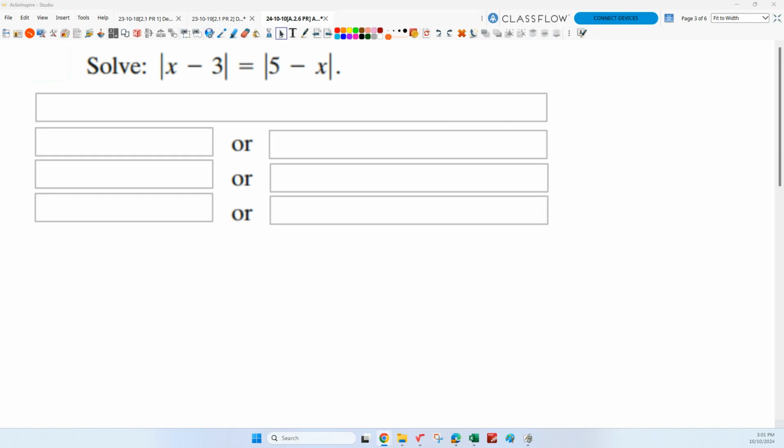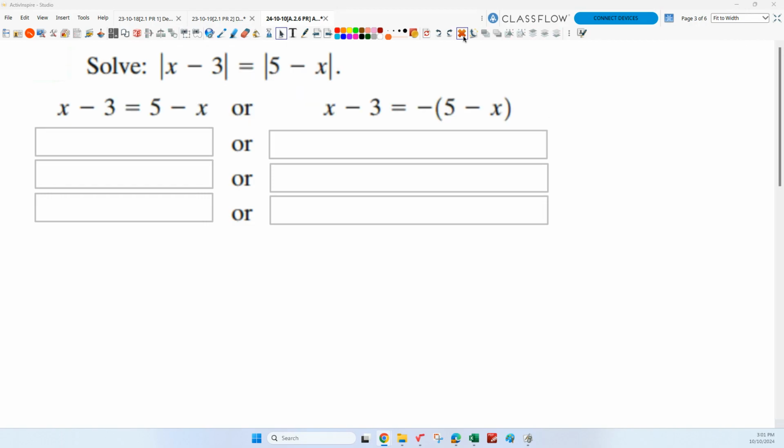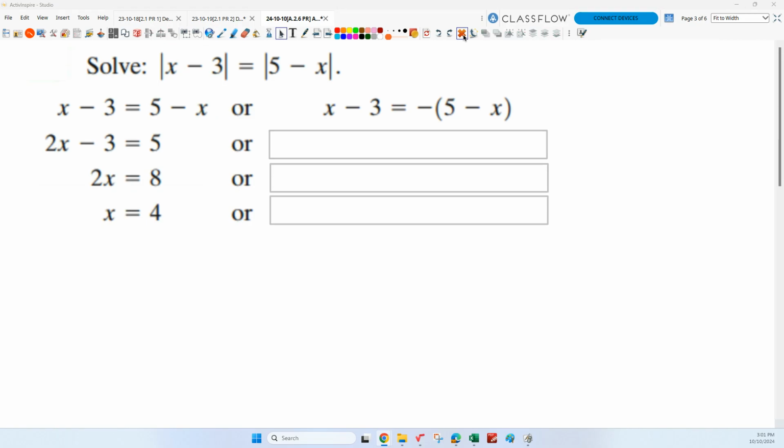So that was good. I like what I saw. So first thing we did was we split this into our two equations, and I thought everybody did that correctly, right? So either what's inside the first absolute value equals the positive of what's inside the second, or it equals the negative of what's inside the second. If I solve this one, I'm just going to add x to both sides, add 3 to both sides, get 2x equals 8, so I get the solution x equals 4. There's a solution. How about on this side?